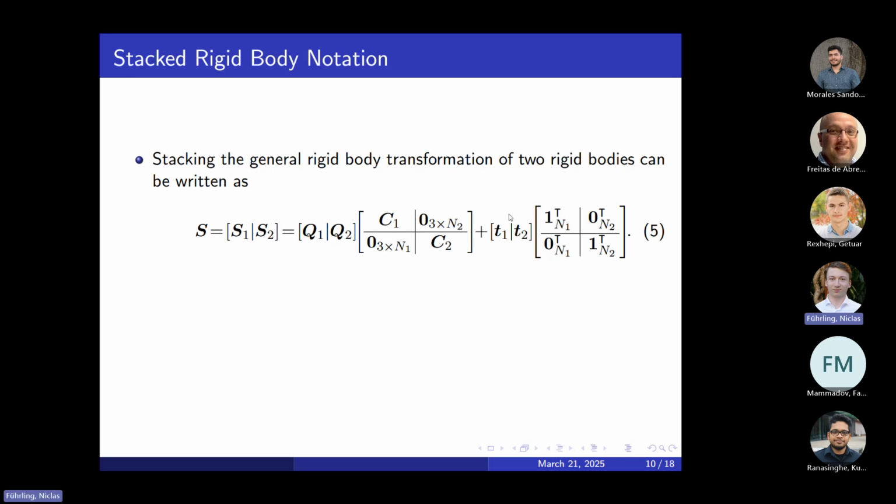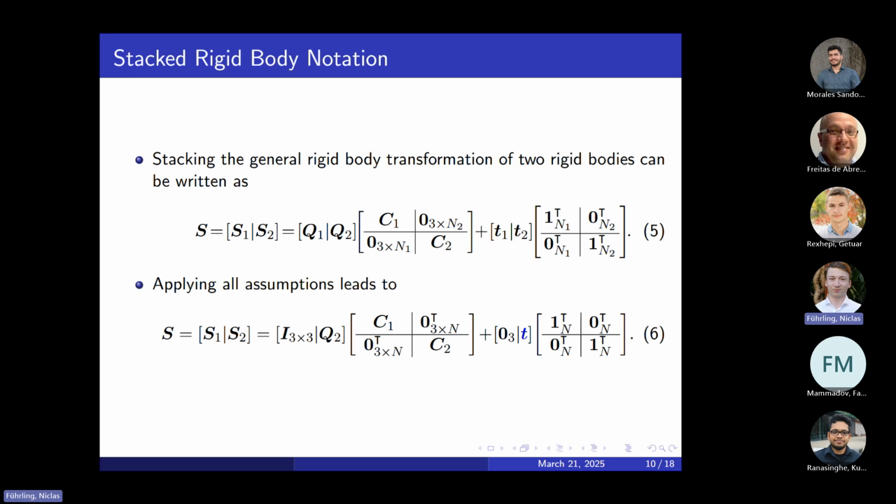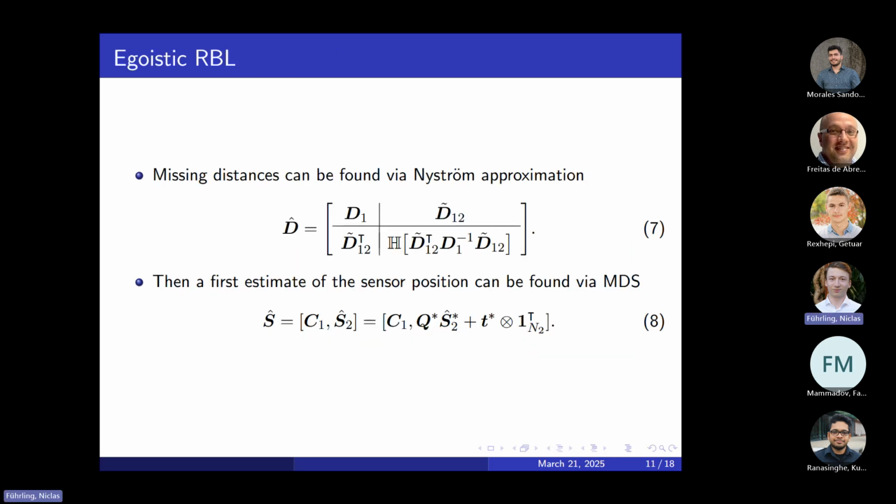And what we want to do next is we apply all the assumptions that we know. And what we can find, okay, we said we know Q1, which is just meant to be an identity matrix. We don't know Q2. We know C1. We also don't know C2. And what we want to find next is just the translation vector T. So what needs to be done to find all these elements?